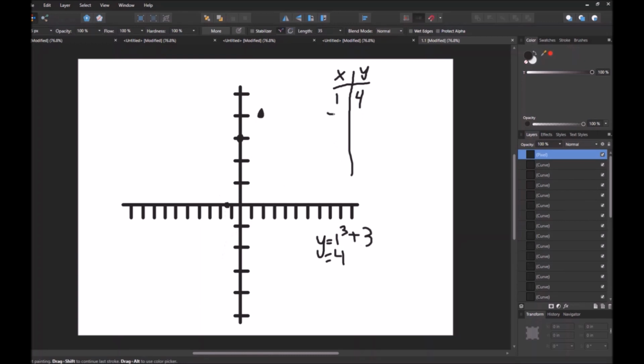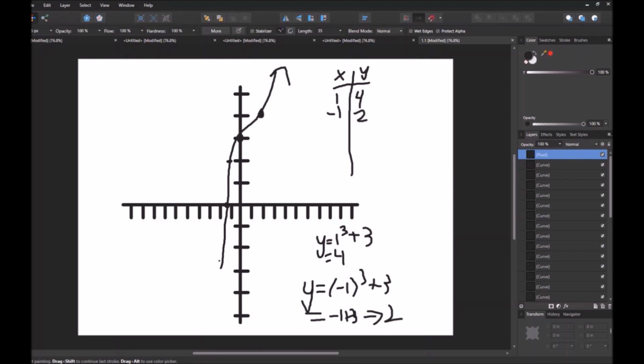So then let's do negative 1. And we have y equals negative 1 cubed plus 3. And negative 1 cubed is negative 1, plus 3, which is 2. So we have the point negative 1, comma 2. And then we can sketch the graph sort of like this. And that's how you would do that one.